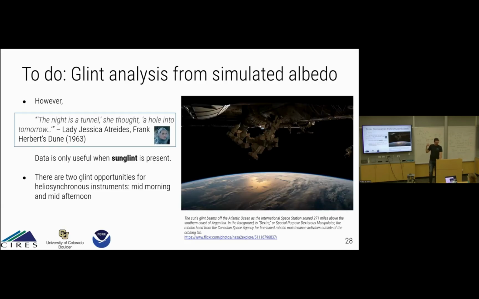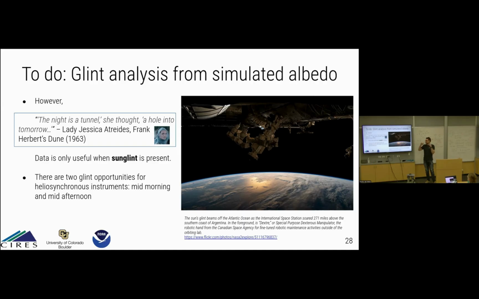I also want to perform this glint analysis from simulated albedo. So what is glint? Offshore data is only useful when sun glint is present, which is when winds cause the surface of the ocean to be rough, so it's no longer smooth, and that's what's going to scatter sunlight reflecting off the surface of the ocean. And to observe anything, we need light. In this case, methane plumes. There are only two glint opportunities for heliosynchronous instruments: one mid-morning and the other mid-afternoon.